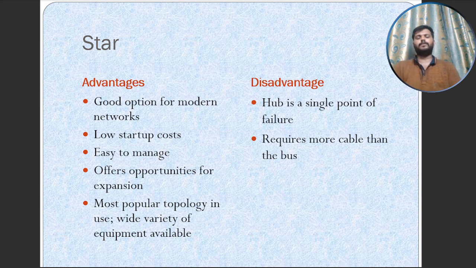Now, what are the disadvantages? The hub is a single point. If that particular thing goes wrong, then the entire system will fail, and it requires more cable when compared to ring topology or bus topology.